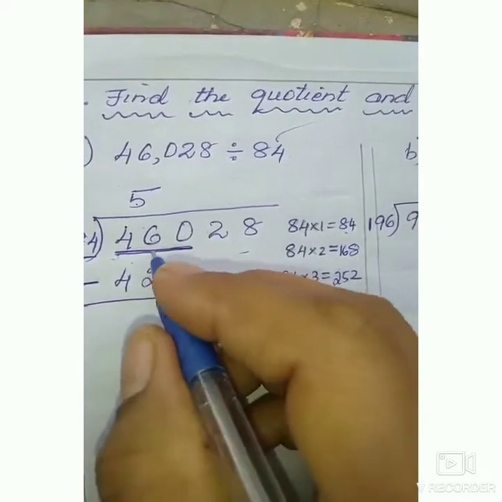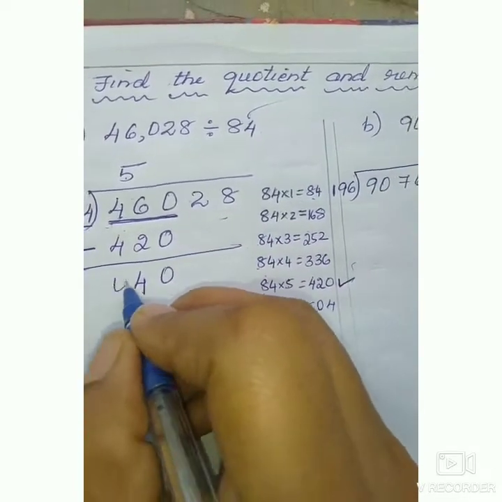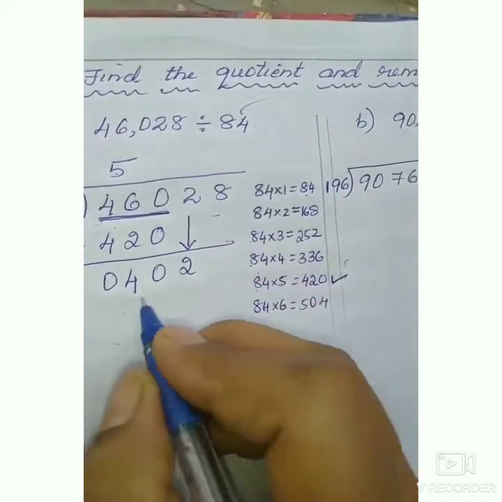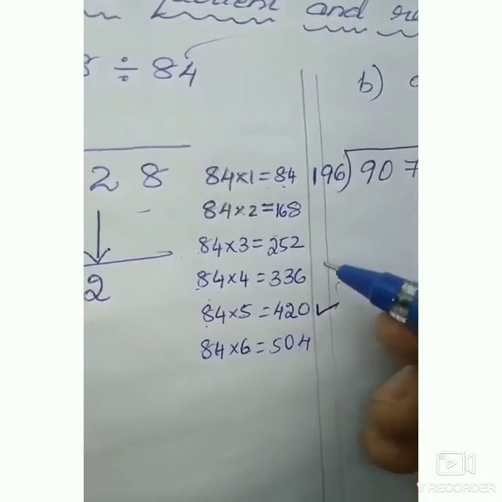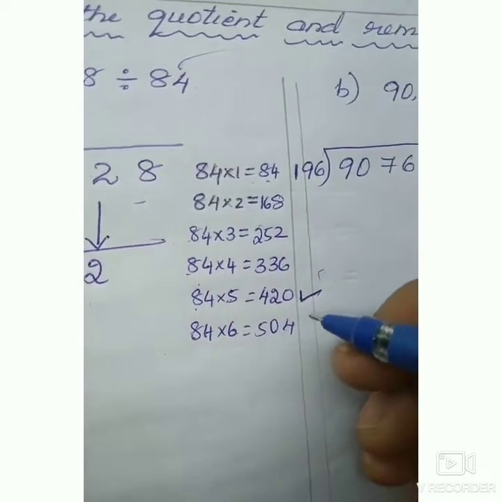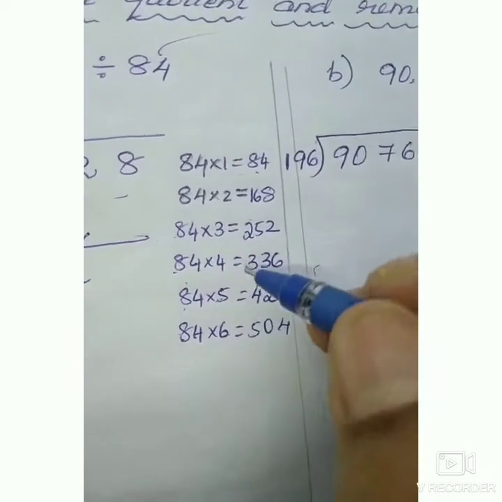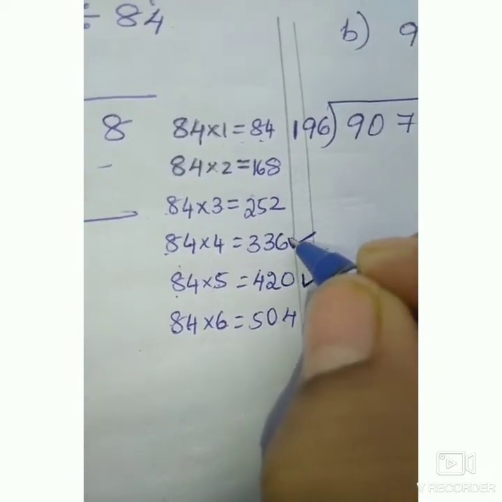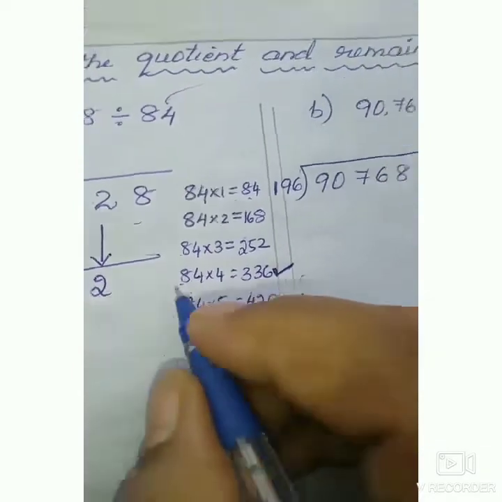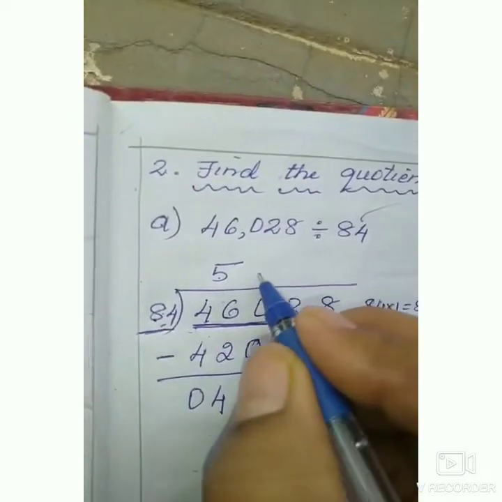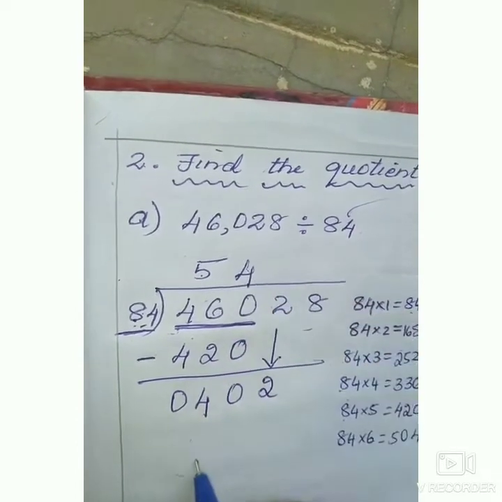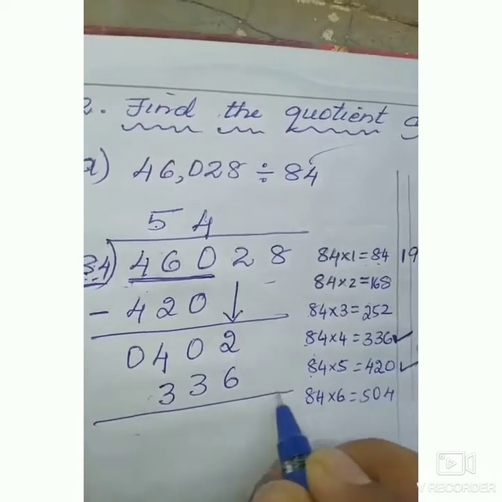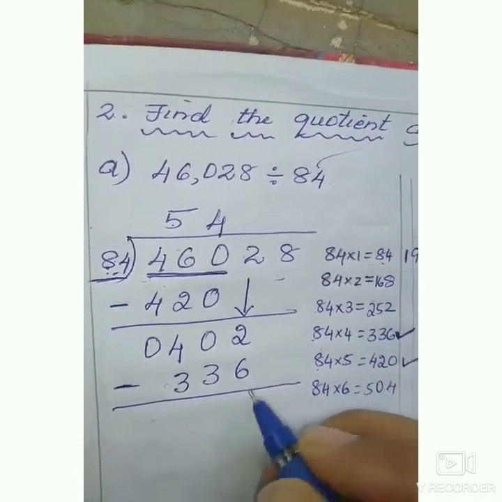0 minus 0 is 0. 6 minus 2 is 4. 4 minus 4 is 0. Now start to bring one digit down. Now it becomes 402. Now check whether 402 is in the table. Again no. So take less than 402. Which is immediate less is 336. How many are 84? First write the quotient. 84 fours are 336.